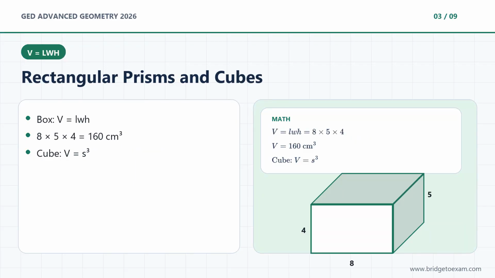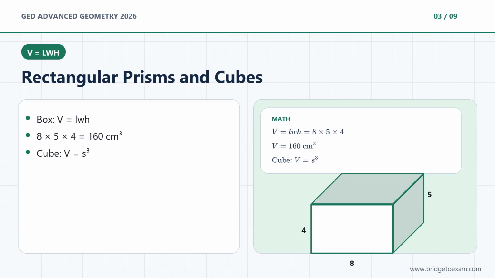The most common solid is the rectangular prism, a box. Its volume is length times width times height. V equals L, W, H. Let's try one. A box is 8 centimeters long, 5 wide, and 4 high. Multiply. 8 times 5 is 40, and 40 times 4 is 160. So the volume is 160 cubic centimeters.